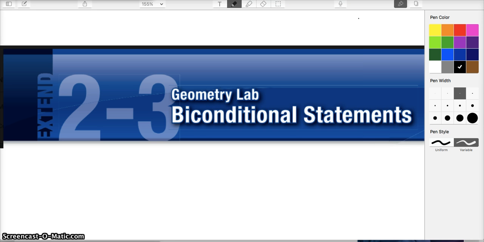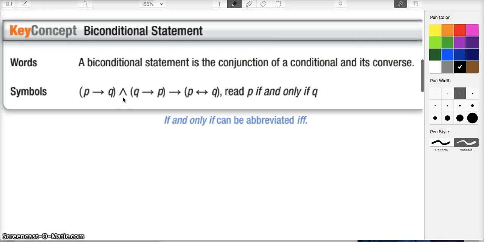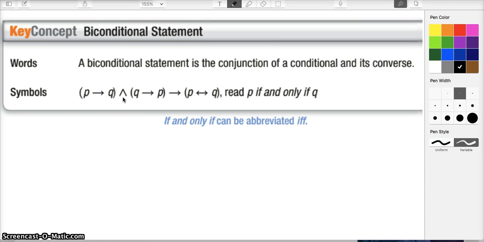So here we're going to talk about biconditional statements, and it's kind of an extension of section 2.3. So what's a biconditional statement? Sometimes biconditional statements are referred to as if and only if statements. So what it says here is that a biconditional statement is a conjunction of a conditional and its converse. So if you remember from the last section, the conditional would be like P implies some Q. Its converse would be that Q implies some P. And so we've got a conjunction, meaning and in this case. Both of these things are true, right?